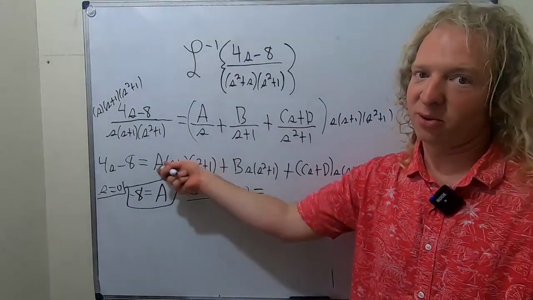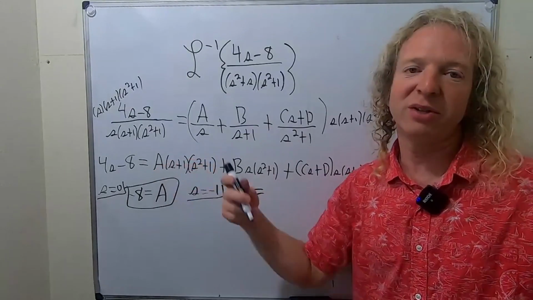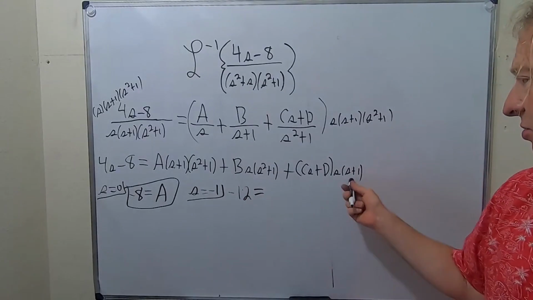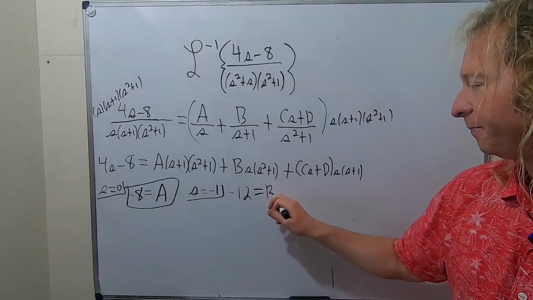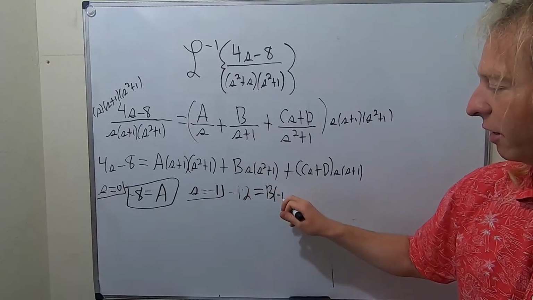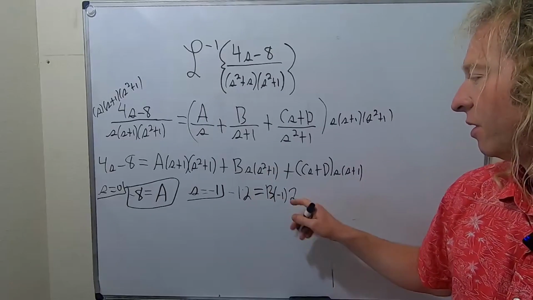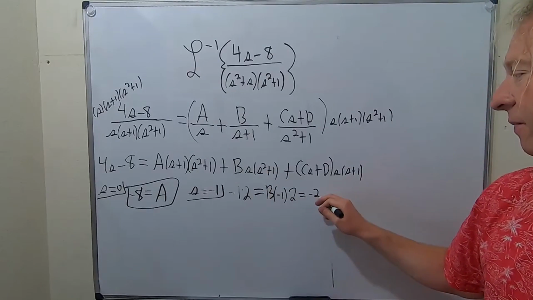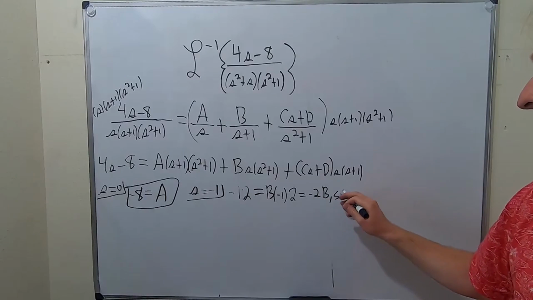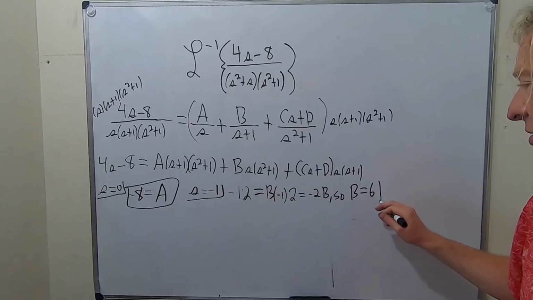This will go away because the whole thing is 0, right? Negative 1 plus 1 is 0. The whole thing vanishes. This goes away too. So we just get b negative 1. And then negative 1 squared is 1. So 1 plus 1 is 2. So you get negative 2b. So that means b is equal to 6. So b is equal to 6.